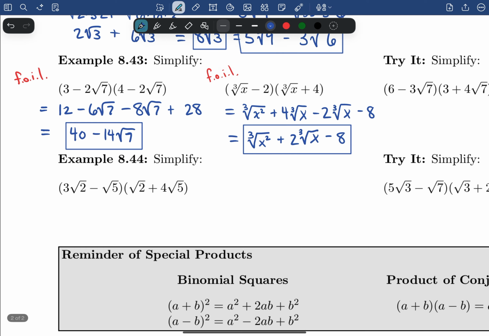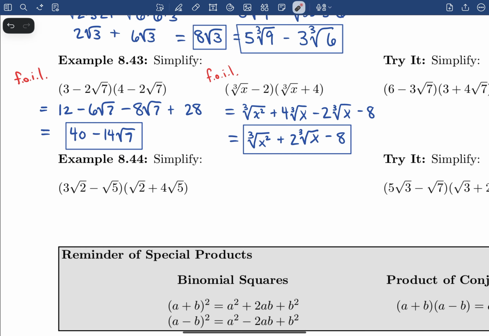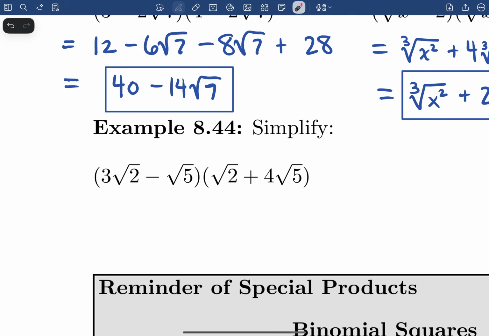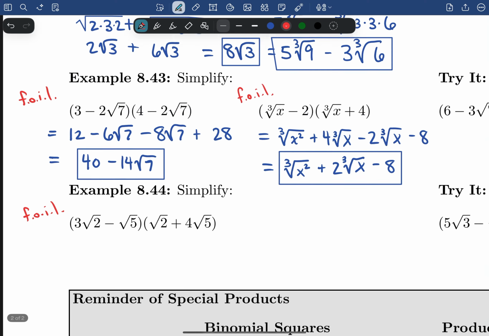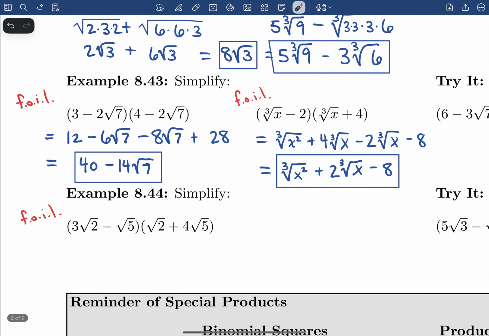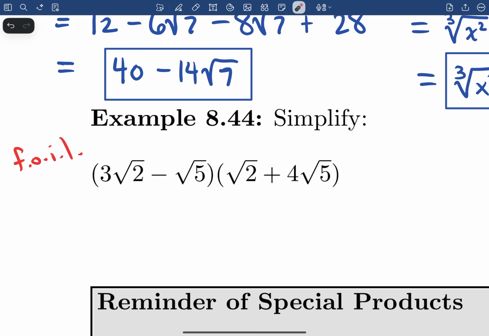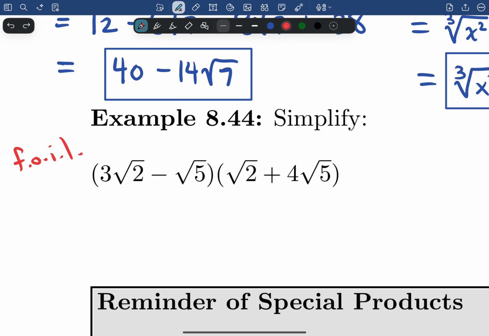Moving on. Well, let's go ahead and multiply 2 binomials together. Once again, in example 8.44, we're going to FOIL. But this time, we got radicals multiplied with radicals again and again and again. So you'll see how this might look a little more complicated to you.